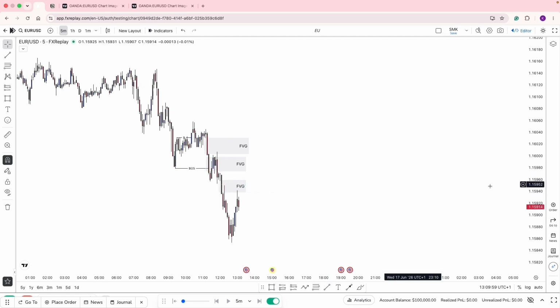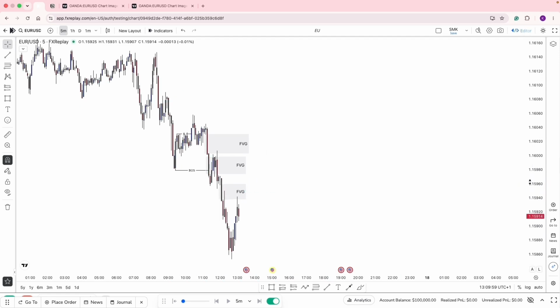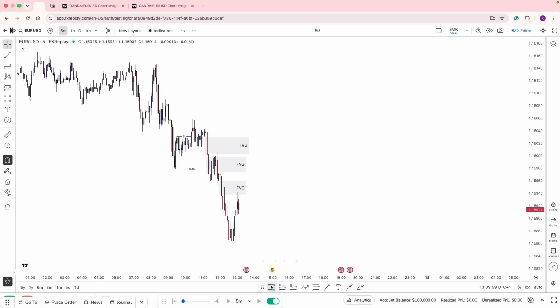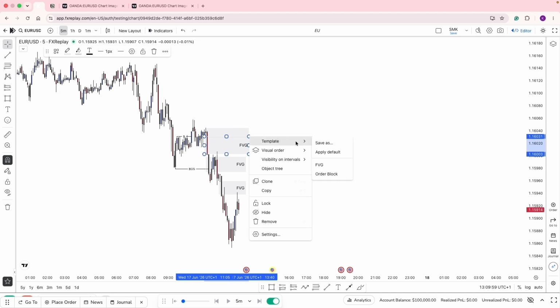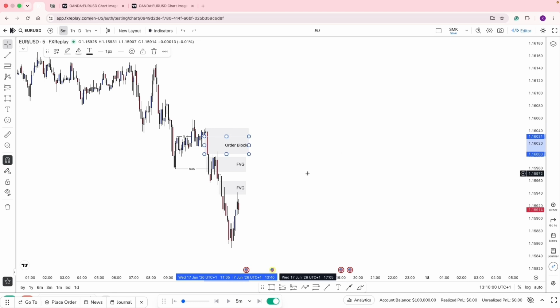Okay, so now we've got our fair value gaps. We can actually draw out the order block. So the order block would be this last up candle before that impulsive move. So this is our order block.